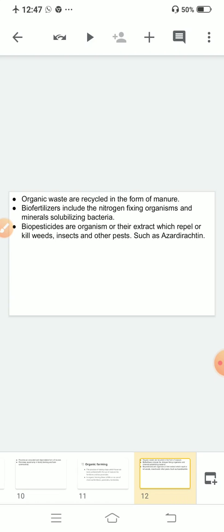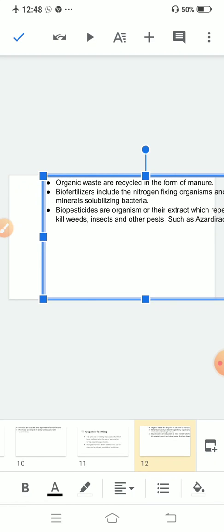Second, biofertilizer includes nitrogen fixing organisms and mineral solubilizing bacteria. What do you mean by biofertilizers? Biofertilizer basically includes nitrogen fixing, that means nitrogen compounds we are using, and mineral solubilizing bacteria. And biopesticides are organisms which repel or kill weeds, insects and other pests, for example as given to you. Okay, clear?